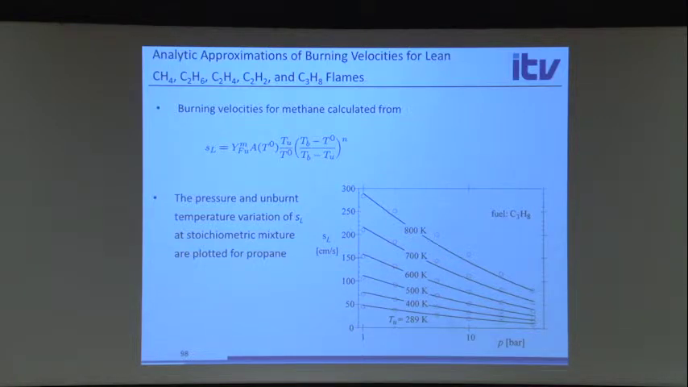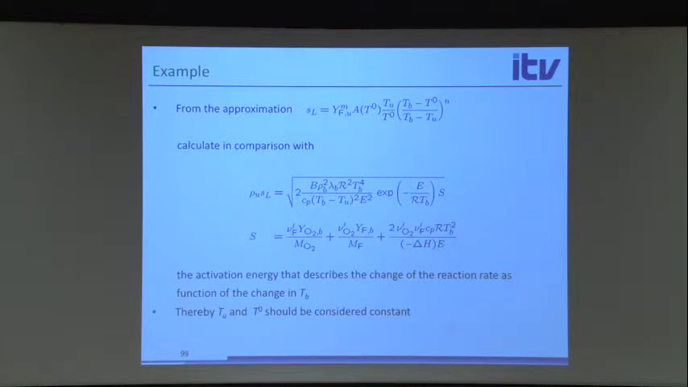That also explains why, when you go lean, you get a very strong dependence on equivalence ratio. If you go lean, then T_B will get smaller, and as long as T_B is much larger than T naught, this doesn't change very much. But if T_B comes close to T naught, then this term will change very strongly with equivalence ratio, which is why when you go very lean, you get a very strong dependence on this.